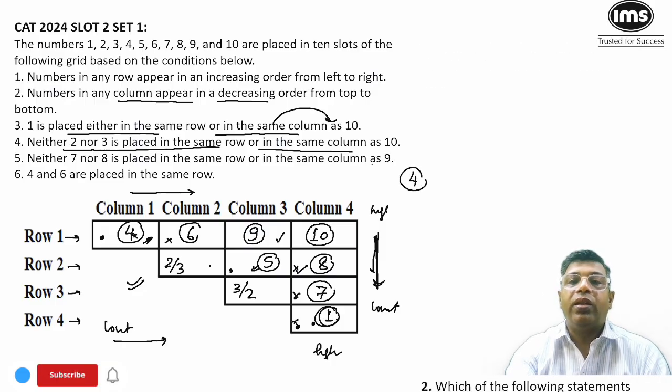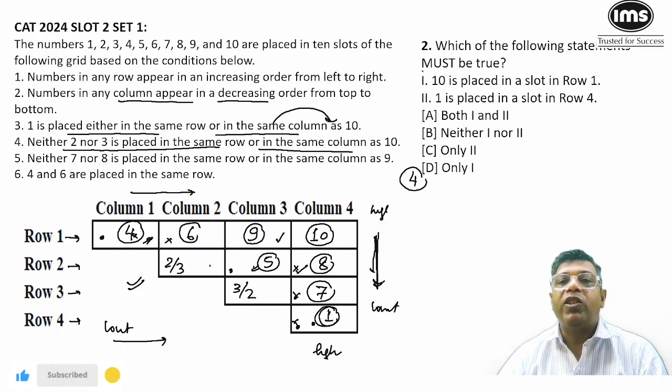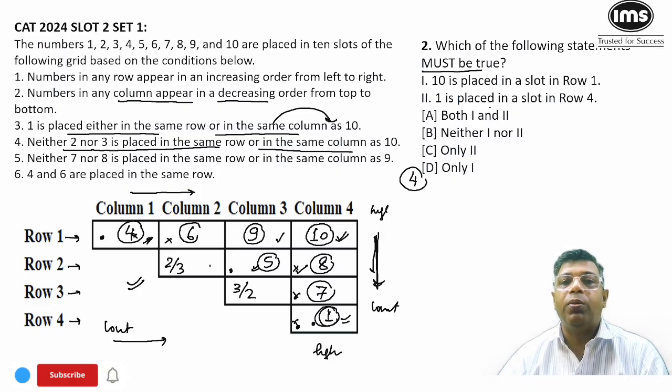Look at the second question. Which of the following statements must be true? 10 is placed in a slot in row 1. Absolutely right. 1 is placed in a slot in row 4. That is absolutely right. So both the statements are true. So for question number 2, A is the correct option.